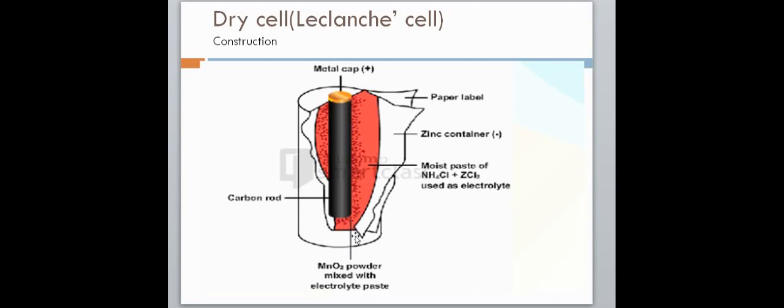There'll be manganese oxide powder with electrolyte paste. There will be a zinc container. There will be a moist paste of ammonium chloride and zinc chloride, which is used as electrolyte. So all these things are there inside your Everready batteries, which you must have seen in the physics lab, those fat big cylindrical batteries, red ones. So those are Leclanche's cell or dry cell.